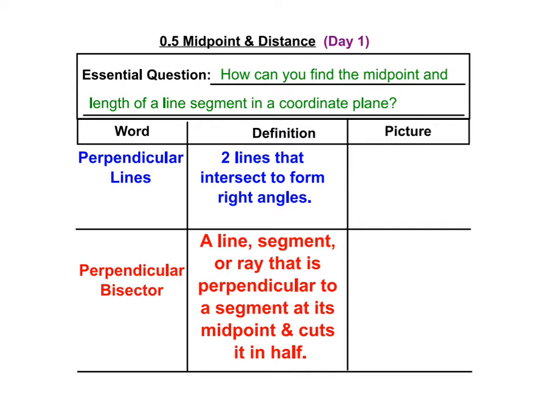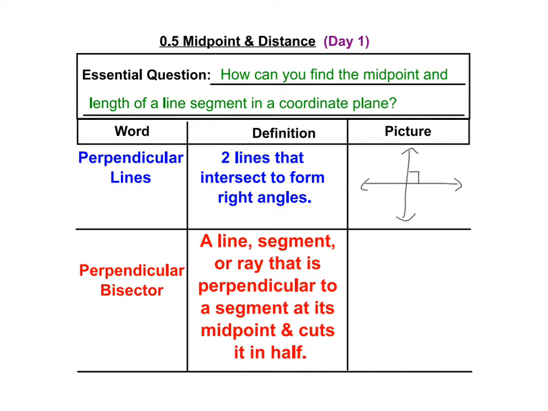Before we get started with that, there's a few vocabulary words to cover. The first is called perpendicular lines. You've probably heard this word before. Remember, two lines are perpendicular when they intersect to form a right angle. So let's go ahead and draw two lines, and you want them to intersect to form a right angle. Those two lines are perpendicular.